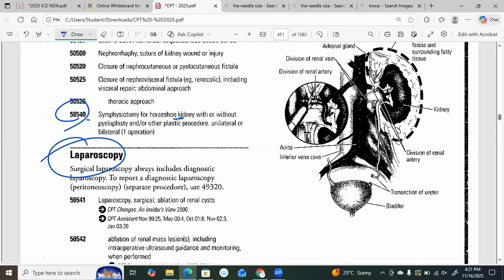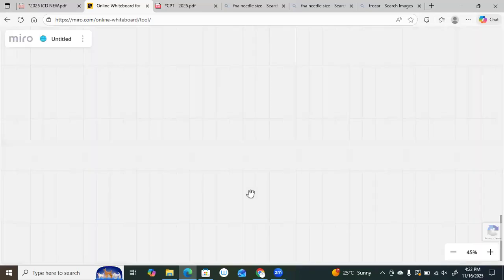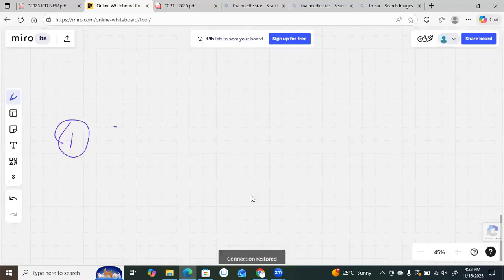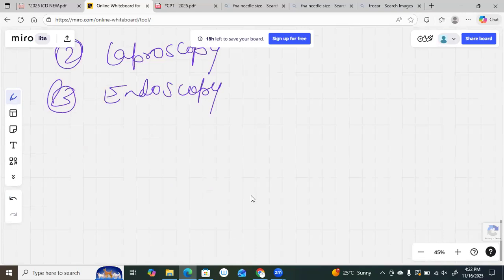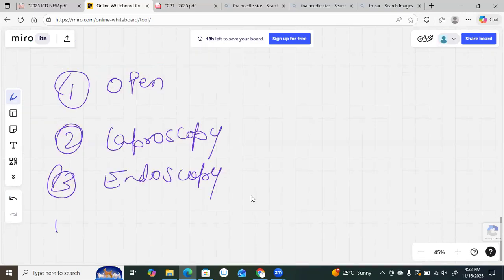This is not acceptable that none of you is able to answer the basic difference between the laparoscopic and open approach. We have already discussed three approaches. First, open approach. Second, laparoscopy approach. Third, endoscopy approach. And the fourth one, percutaneous approach.